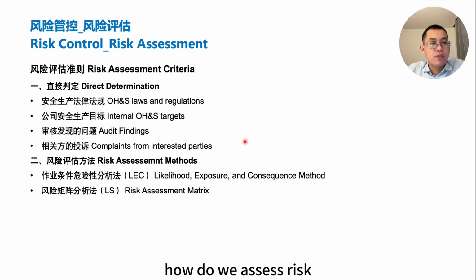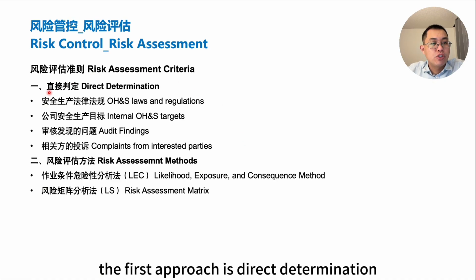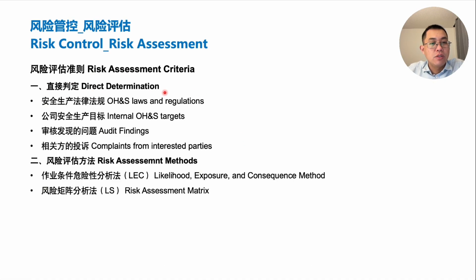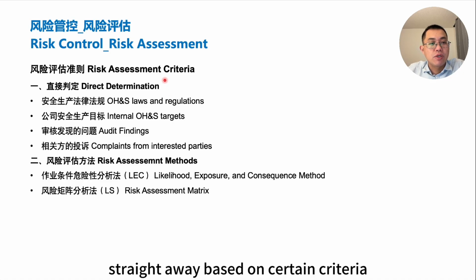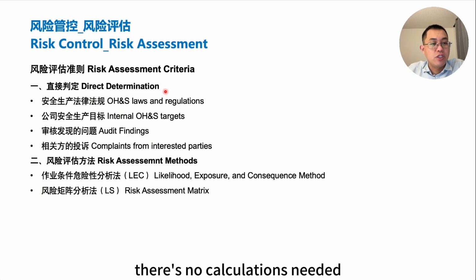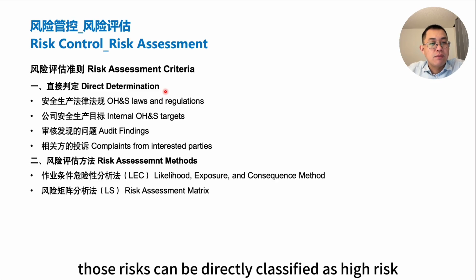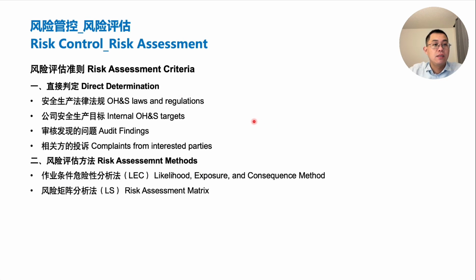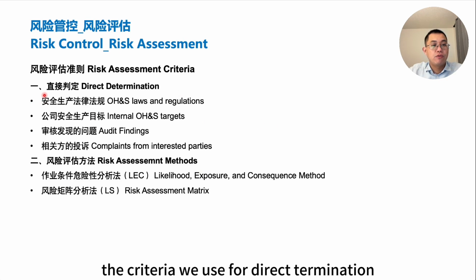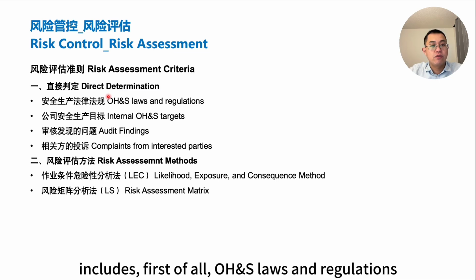Now, how do we assess risk? The first approach is direct determination, which means that we can decide the risk level straight away based on certain criteria. There's no calculation needed. And in most cases, those risks can be directly classified as high risk, because we usually level risks up rather than level them down. The criteria we use for direct determination include, first of all, OHS laws and regulations.